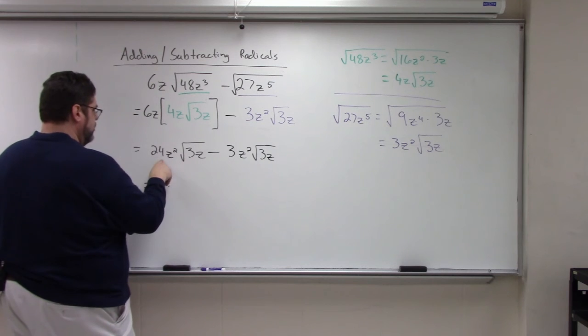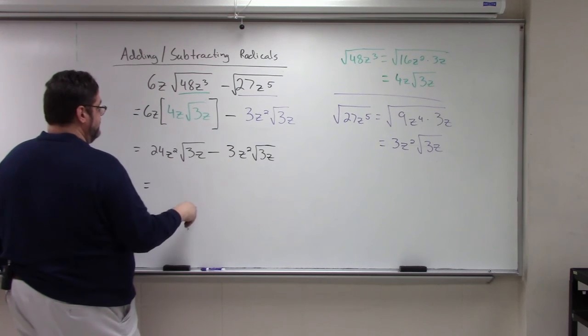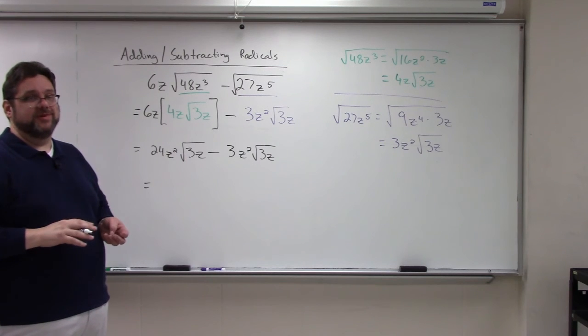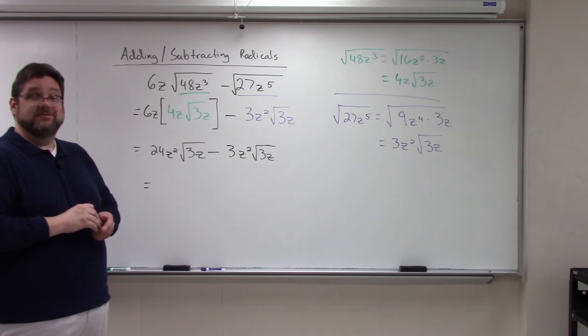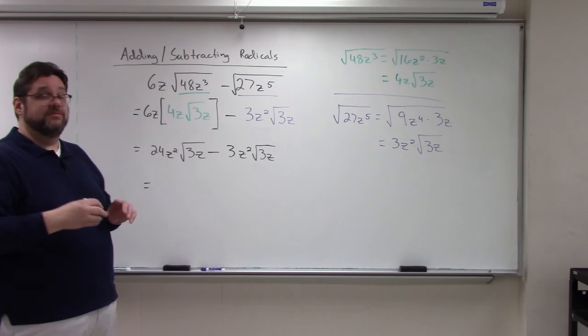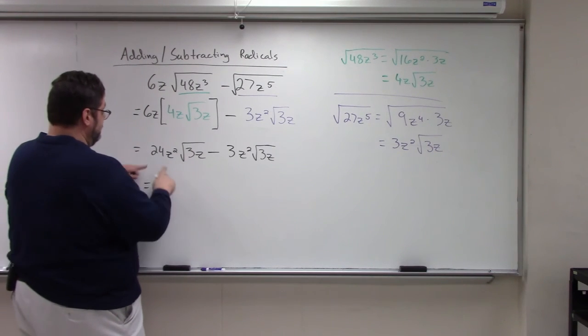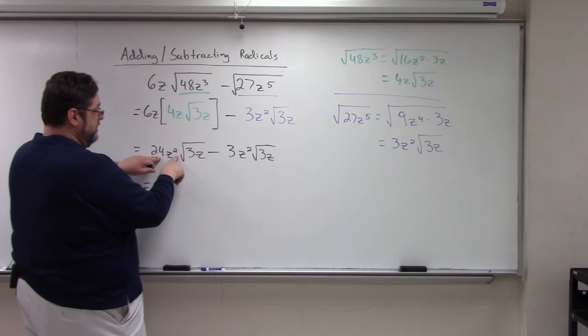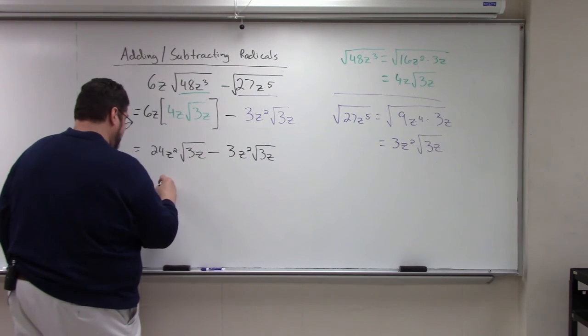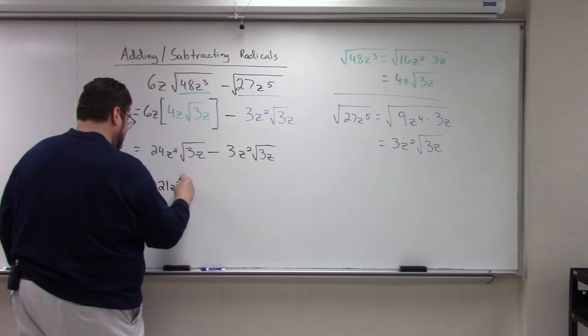All right, what is 24z squared minus 3z squared? Now, you might have wanted to say those z squareds are going to cancel out. We have to be careful, all right? Remember how subtracting variables works. This is actually going to be, I have 24 z squareds. I'm taking away 3 of those z squareds. That means I have 21 of those left.